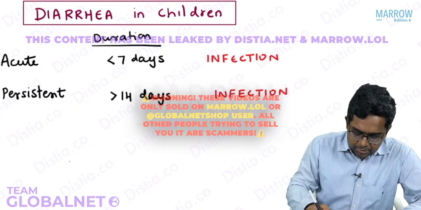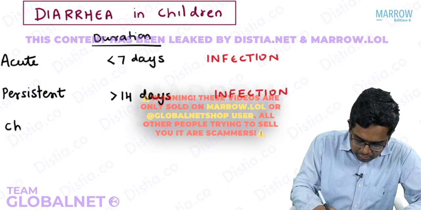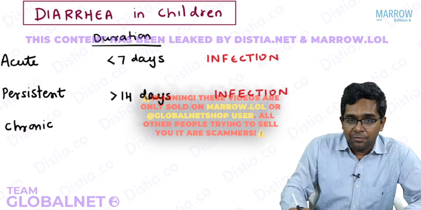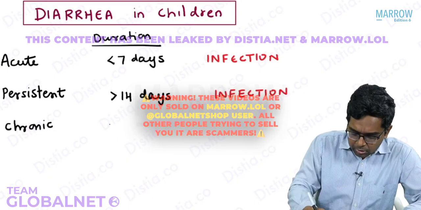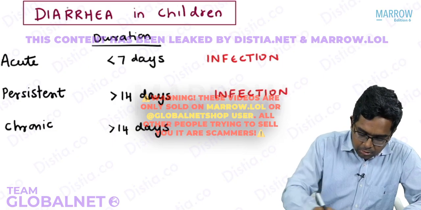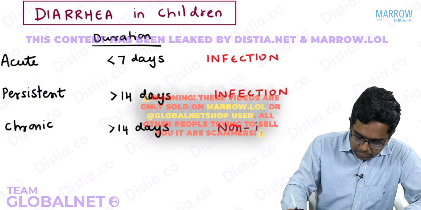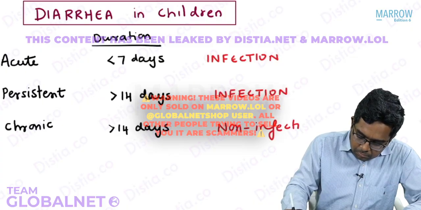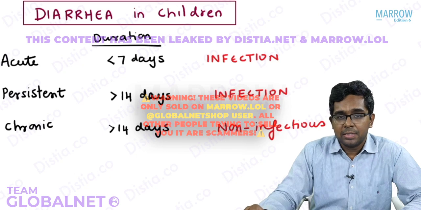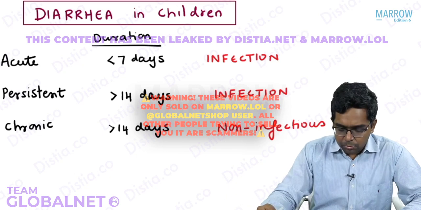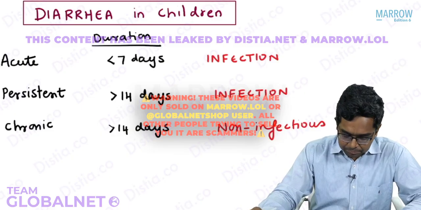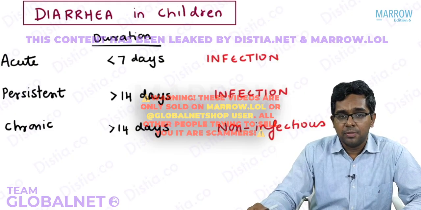The last type of diarrhea is called chronic diarrhea, which is a rare group of diarrhea in children, and it is defined by diarrhea which is again more than 14 days of duration. However, it is a non-infectious condition. This diarrhea would be associated with conditions like malabsorption. So, going forward, I am going to discuss acute diarrhea in detail and some important aspects of persistent diarrhea as well.